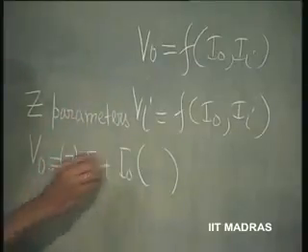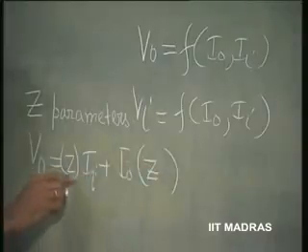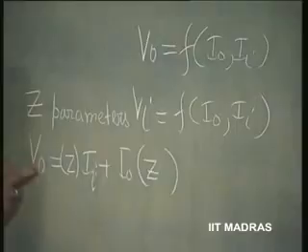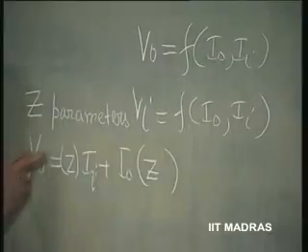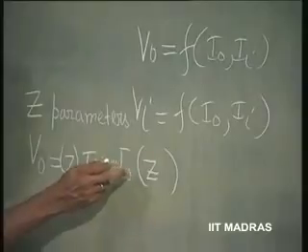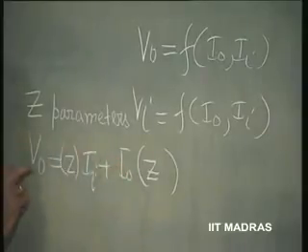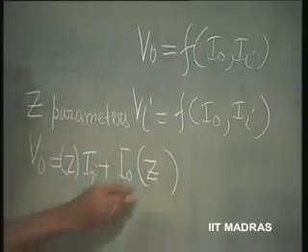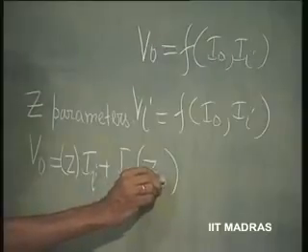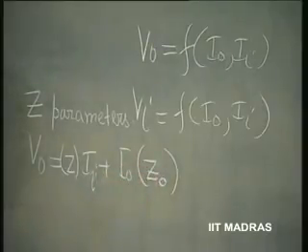So, this will be Z, this also is Z. Let us see what this is. This is relating output voltage with input current. Okay? This is relating output voltage with output current. So, this is called Z0, which is really the open circuit output impedance.